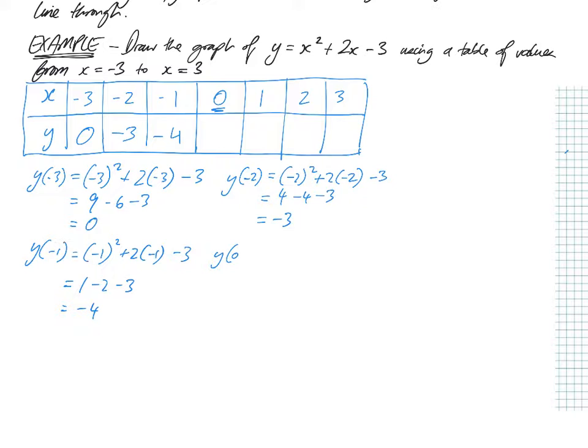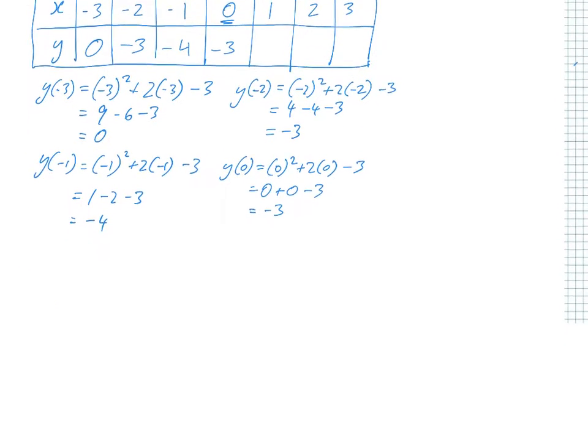What is y when x is equal to 0? 0 squared plus 2 lots of 0, take 3. 0 plus 0, take 3 is -3. Keep going. We haven't filled in the table yet.